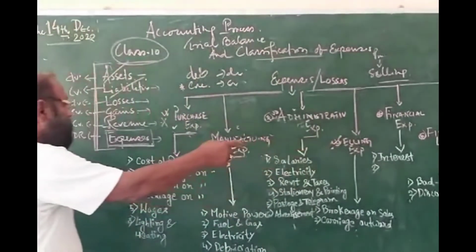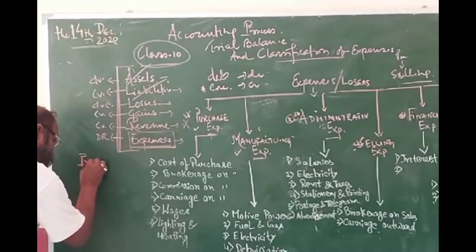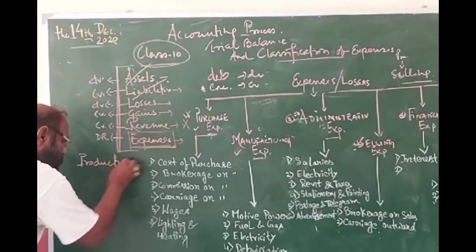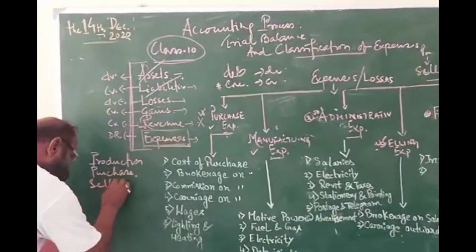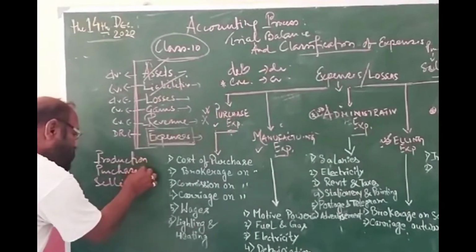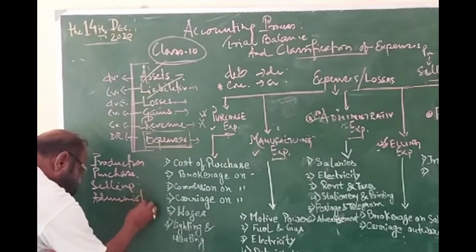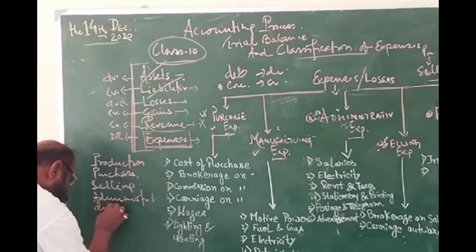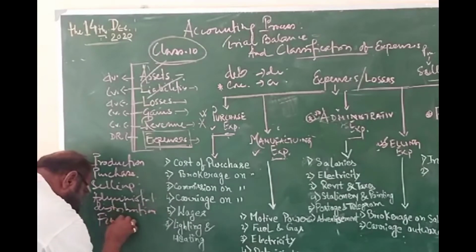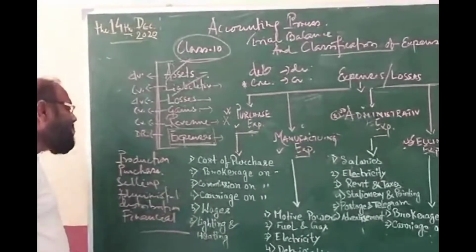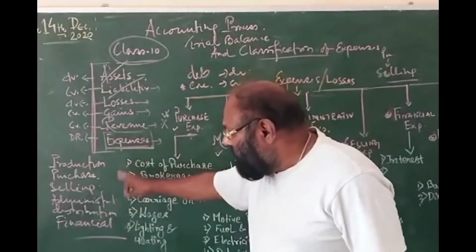Now you see, the functions of any organization can be segregated into these basic heads: production function, purchase function, selling function, production, purchase, sales, administration, distribution, and financial. The expenses of any organization can be categorized into these parts.